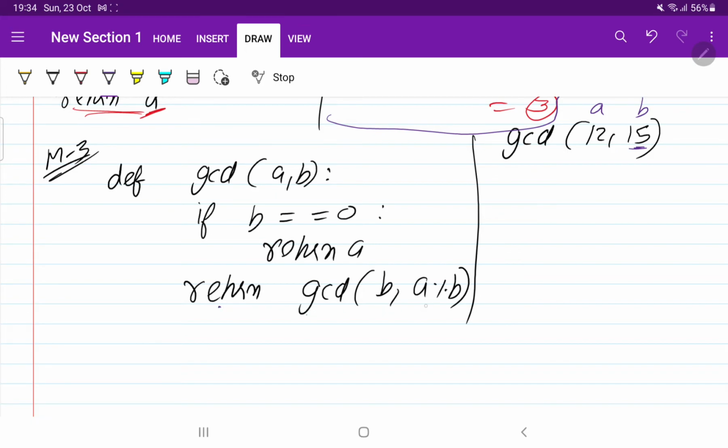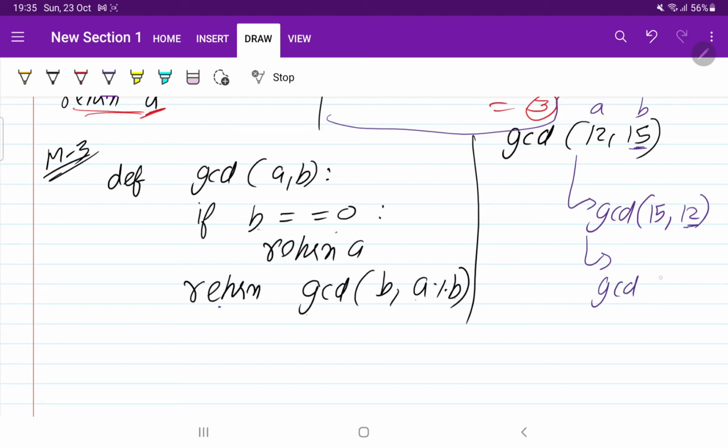It will say GCD of B and A percentage B. So what is the value of B? B is 15. A percentage B means if you divide 12 by 15, what is the remainder that you are going to get? This number is not going to be divisible, so you are going to get everything as the remainder. So it will be converted like this. Again, it will come to the condition. Is B equal to 0? No, B is 12 now.